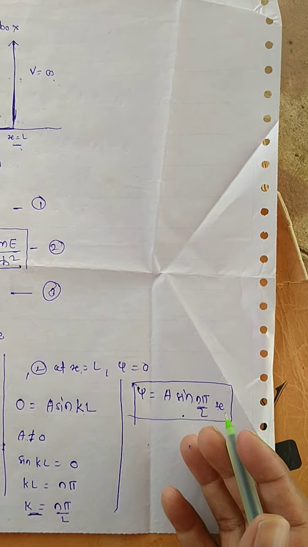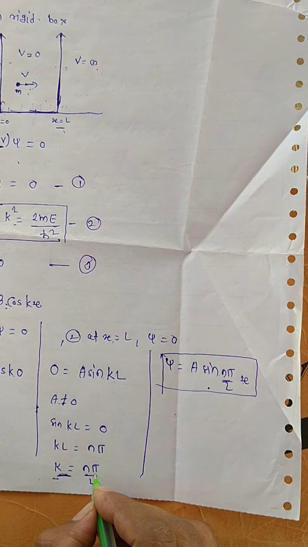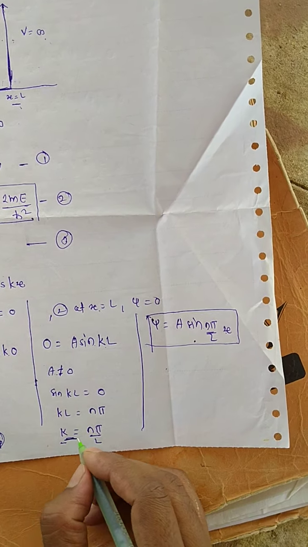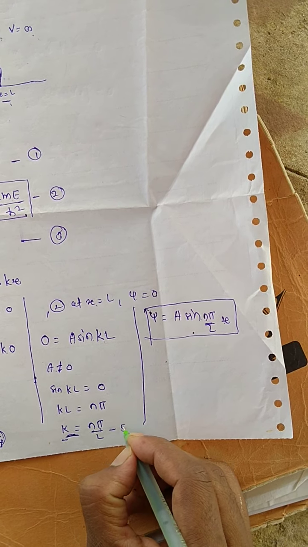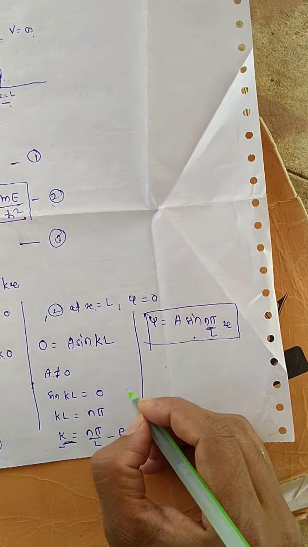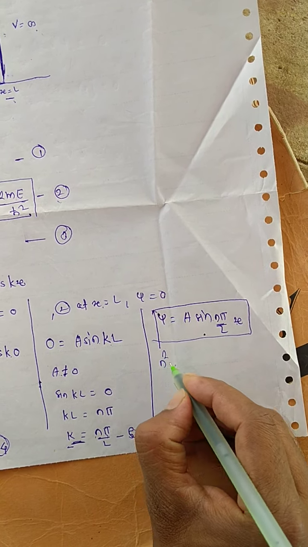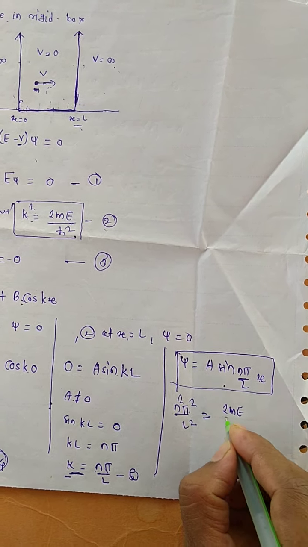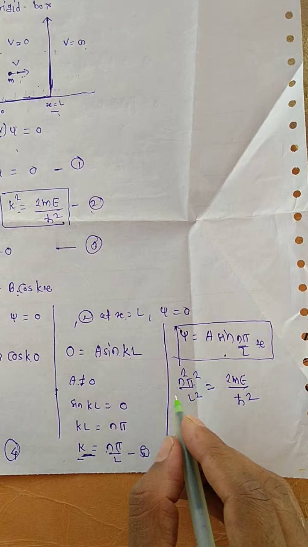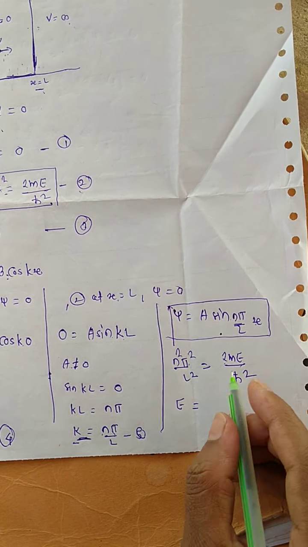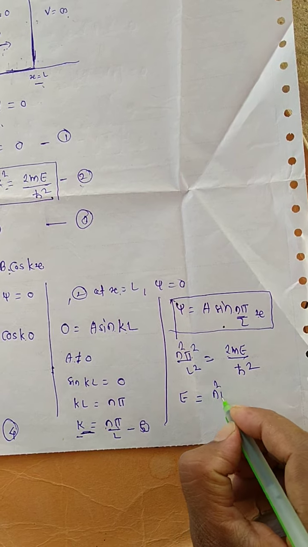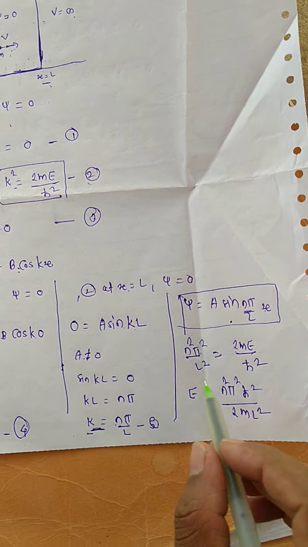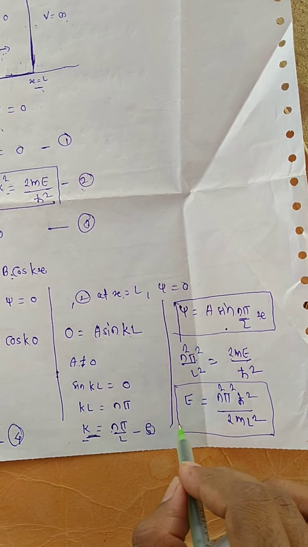Next, what is the energy? Here k is equal to n pi by L, and k square is equal to 2mE upon h cross square. Compare equation 2 and 5: n square pi square upon L square is equal to 2mE upon h cross square. From this we can write E is equal to n square pi square h cross square upon 2mL square. This is the total energy of the particle inside a rigid box.